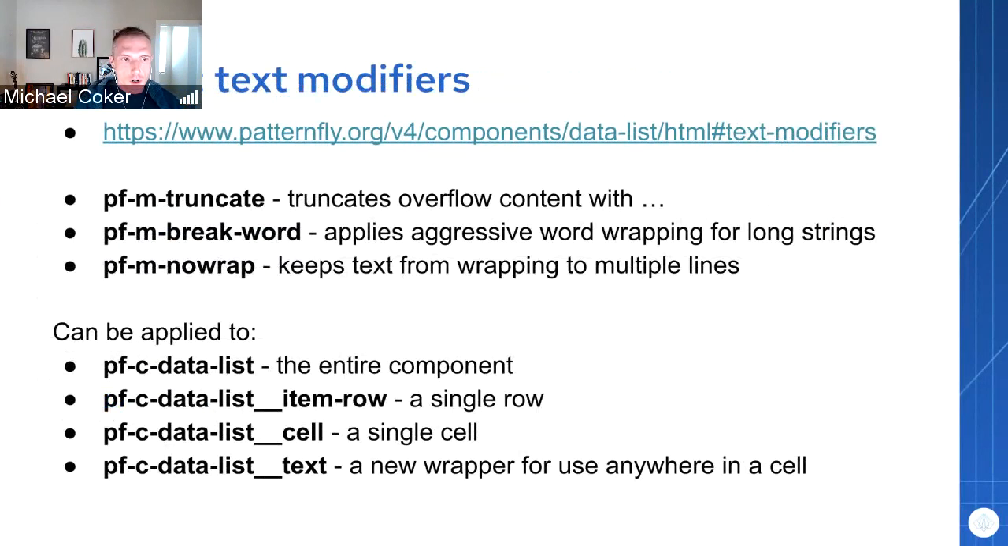And then continuing on with the data list, we've added some text modifiers that you can apply to the data list to better control the way text behaves, wraps, whitespace, that sort of thing. These will be familiar if you use the table component, and it's basically just the ability to truncate content in a cell, to apply aggressive word wrapping for long strings. So say you've got a super long URL or something like that. And then the ability to apply a no wrap modifier that keeps text on a single line, keeps it from breaking. And then a list of the elements that it applies to at the bottom.